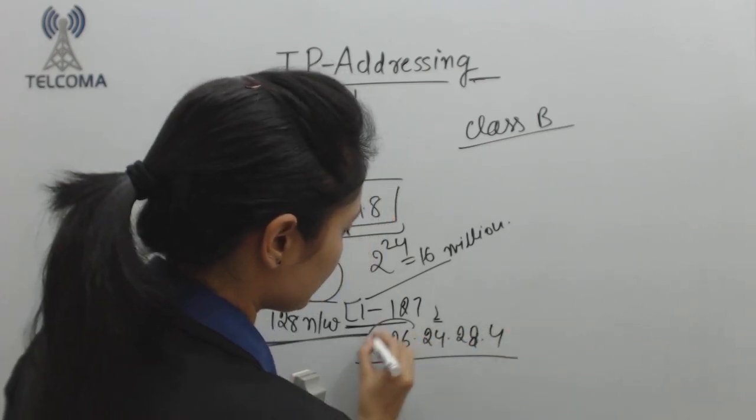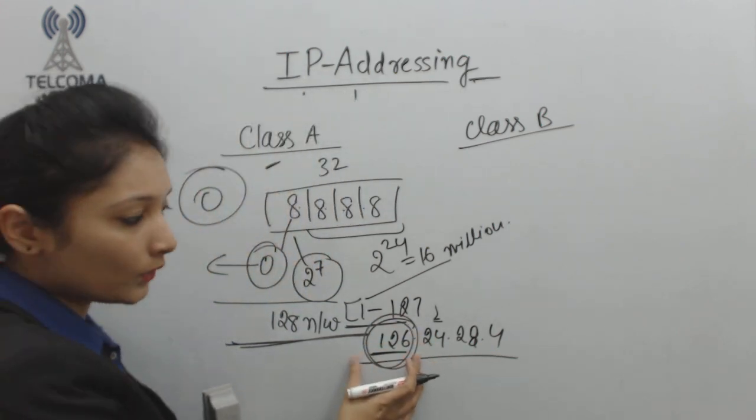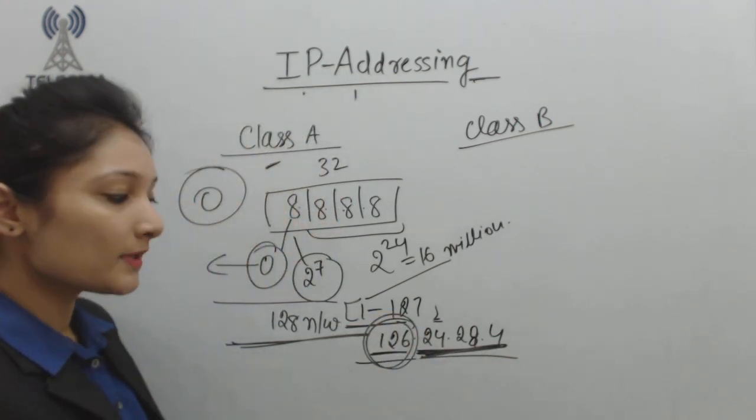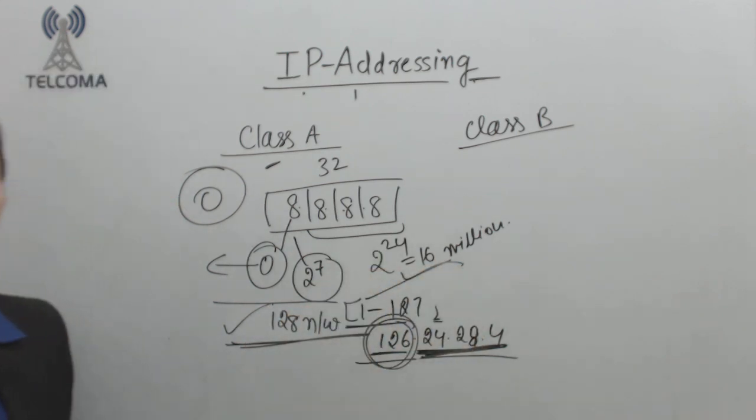So this is your class A address. From this, this is your network ID. This first octet here is for your network ID, and the remaining 3 here are for your host ID. So that means you can practically have this number of networks and this number of hosts for your class A address.